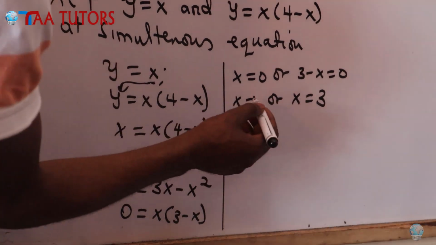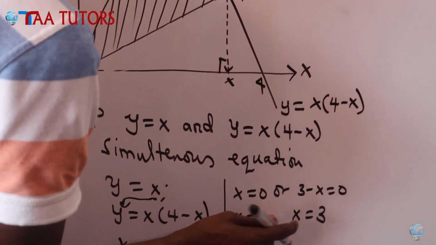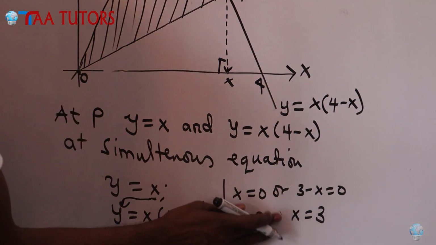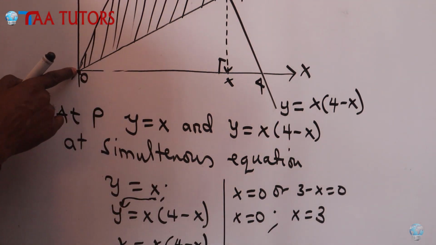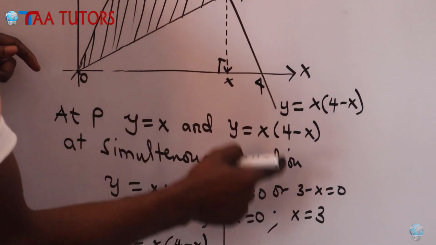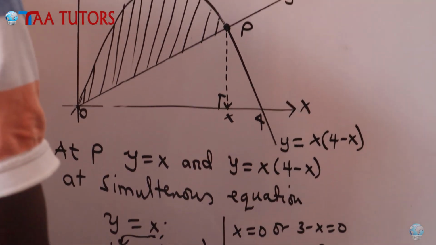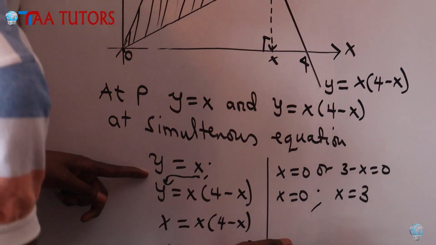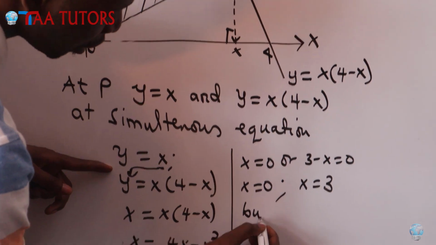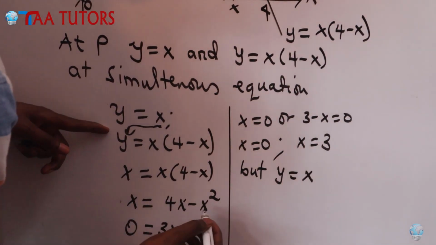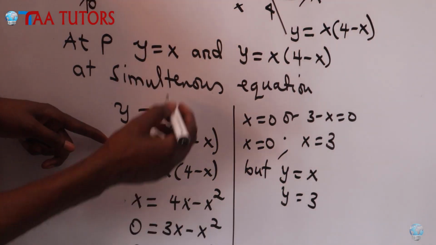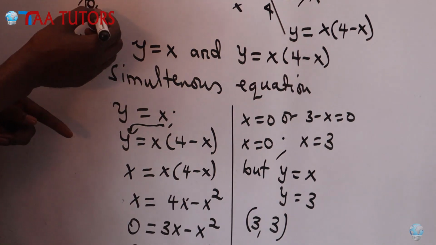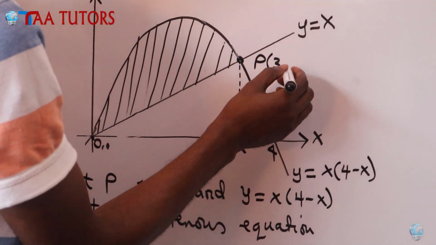So I have the two values of x, and these 2 points are meeting here where x is 0, and they are also meeting here where x is 3. But we have also been told y equals x, so it means that y is also 3. So the coordinate of P, our coordinate there, is 3, 3, and our coordinate here should be 0, 0. So this is 3, 3.